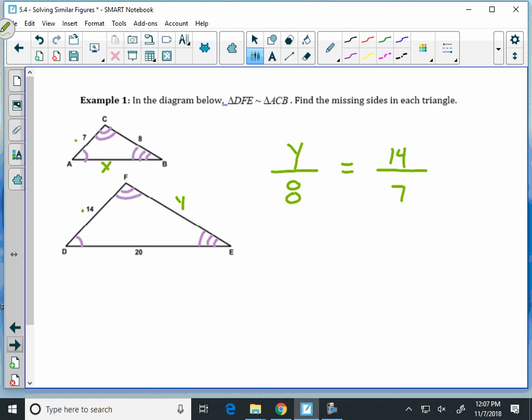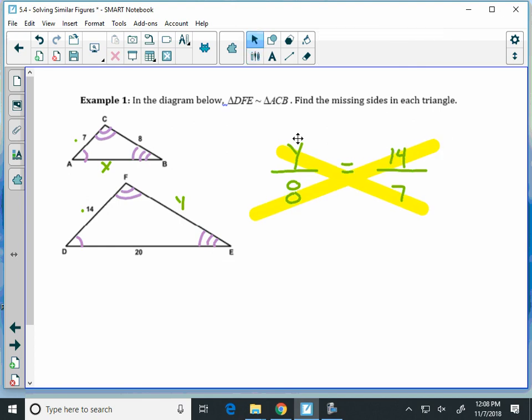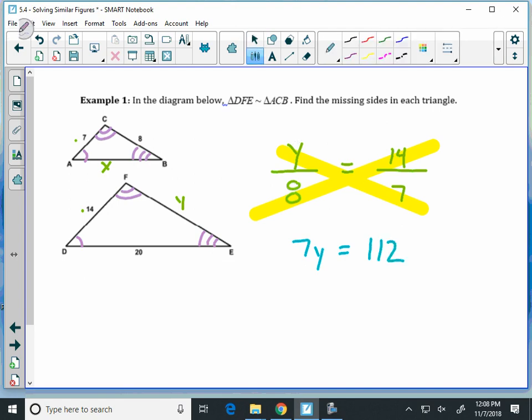Think back to the very beginning of the year. How do we solve this? A little trick we use called cross multiply. So we multiply across. Y times 7 is what? 7y. And 8 times 14 is 112. And then what do we have to do with the 7? Divide by 7. Y. And then 112 divided by 7 is what?